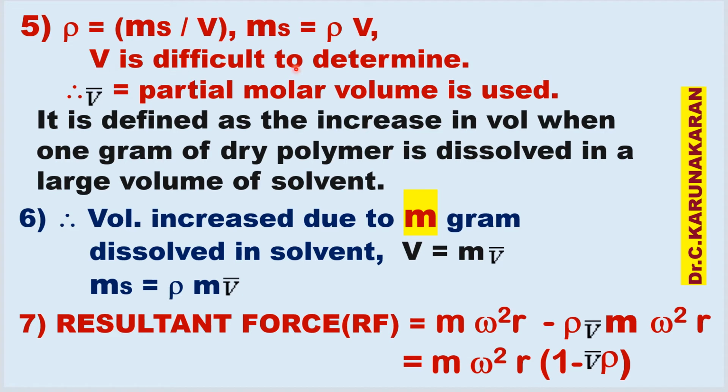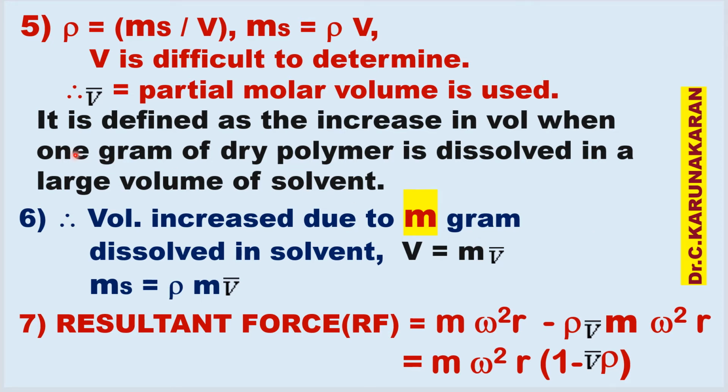Here, the volume of water displaced is difficult to determine. Therefore, V bar, the partial molar volume, is used. What is partial molar volume? You take a large volume of solvent in a measuring cylinder, you add 1 gram of dry polymer and dissolve it. The increase in volume is nothing but the partial molar volume. Therefore, it is defined as the increase in volume when 1 gram of dry polymer is dissolved in a large volume of solvent.